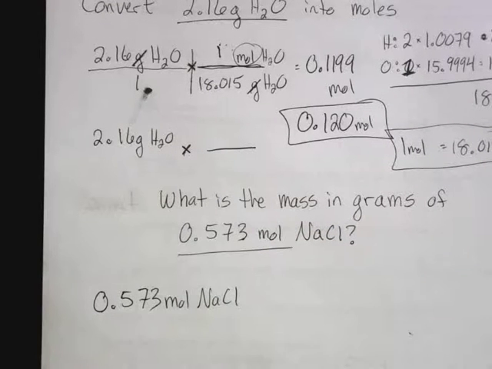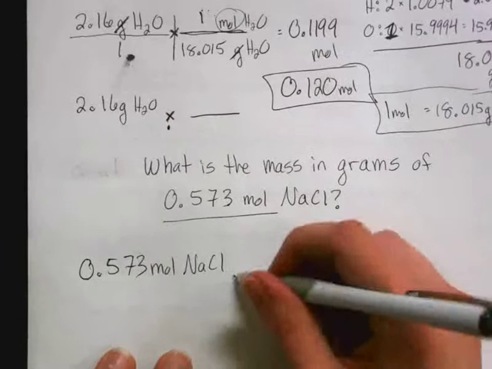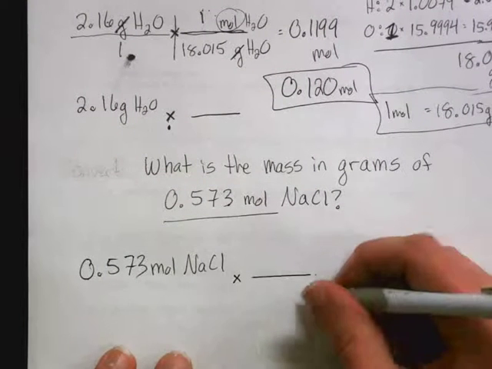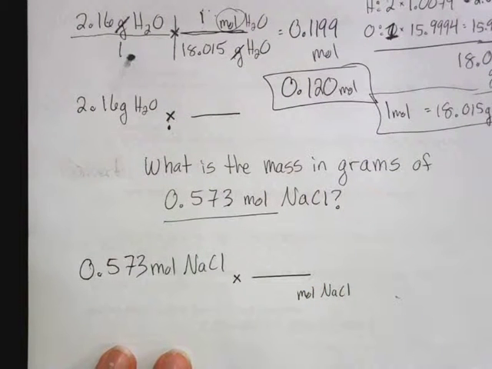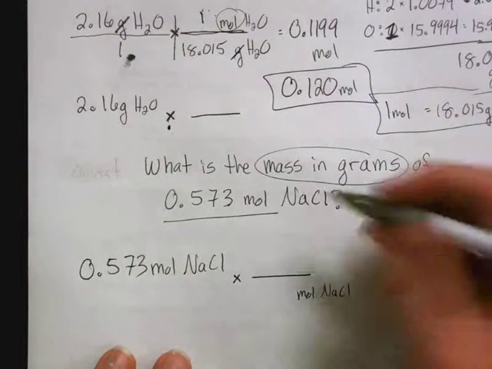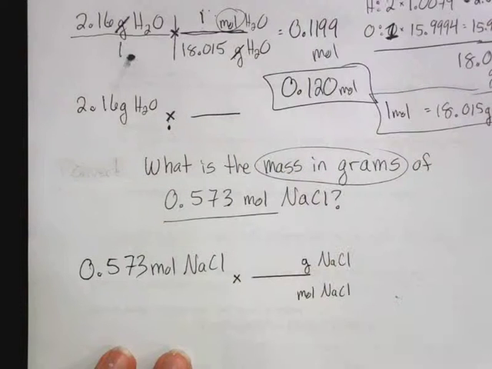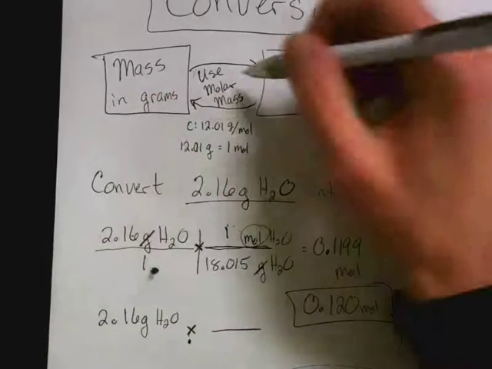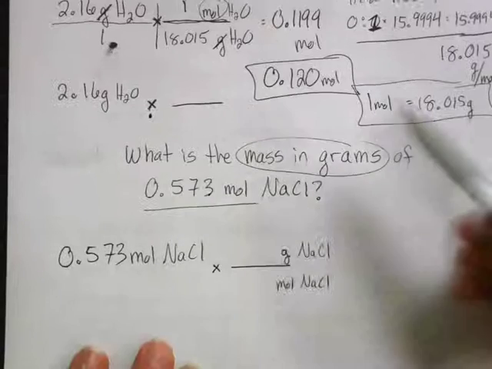I don't want to stay in moles. Let me write it this different way. It's the same as the fence post, but just as a comparison, let me write it this different way. I don't want to stay in moles, so I'm going to put my moles on the bottom so that they cancel, because units cancel diagonally. And I am trying to get to mass in grams, so I'm going to put grams here on the top. Again, anytime I'm going moles to mass or mass to moles, I need to use my molar mass.